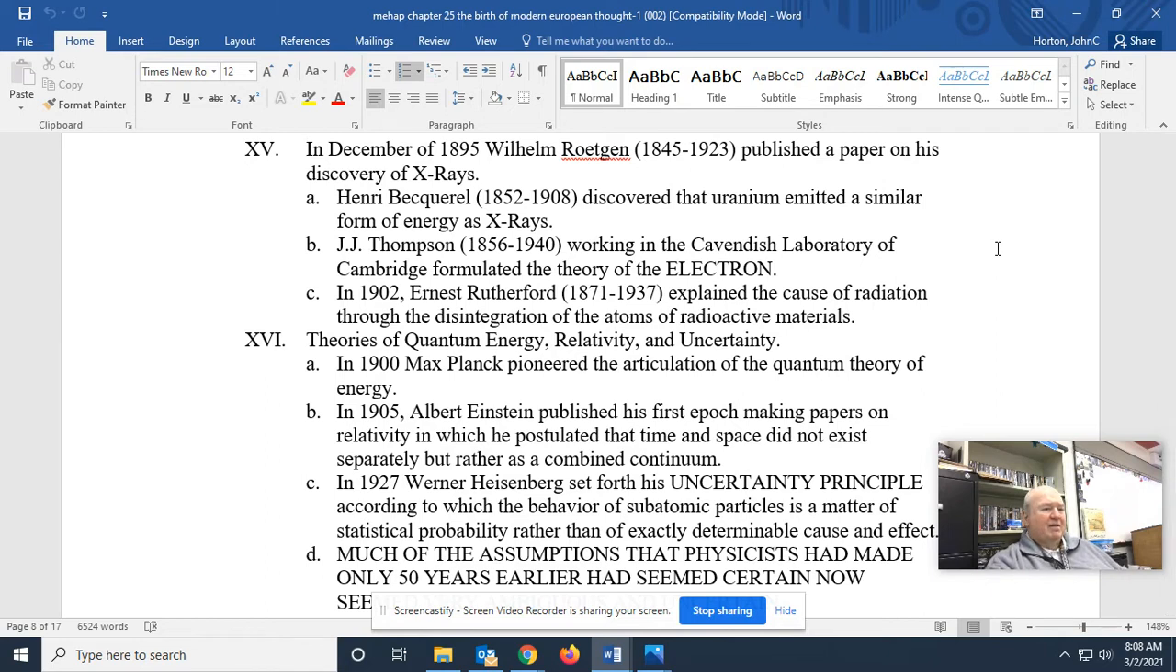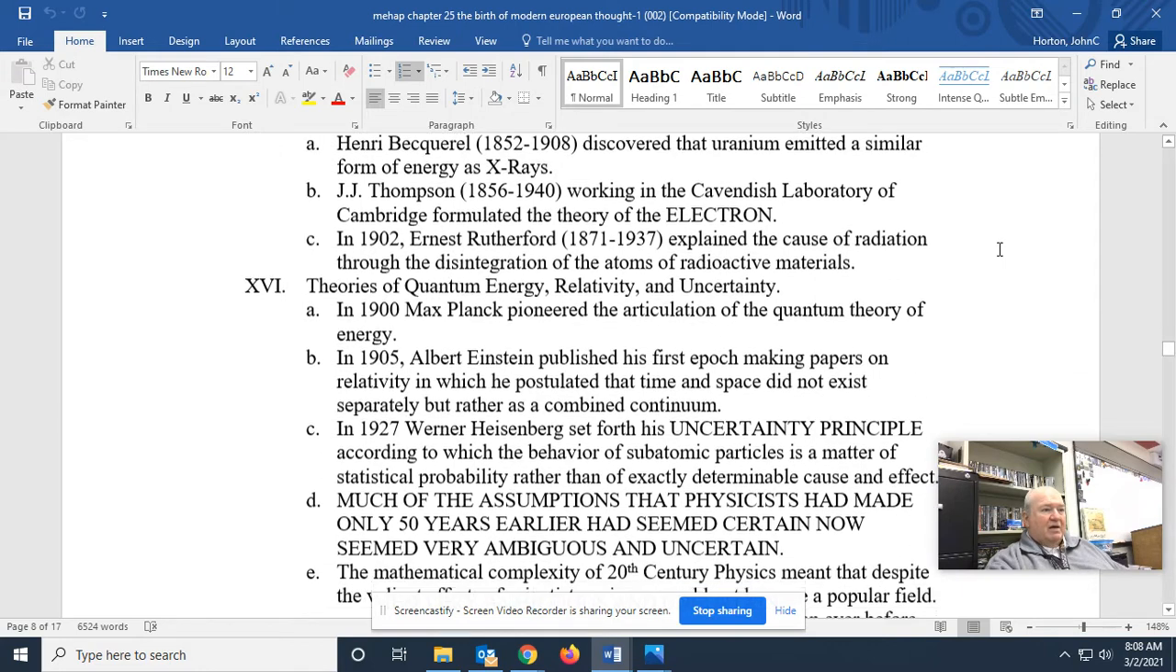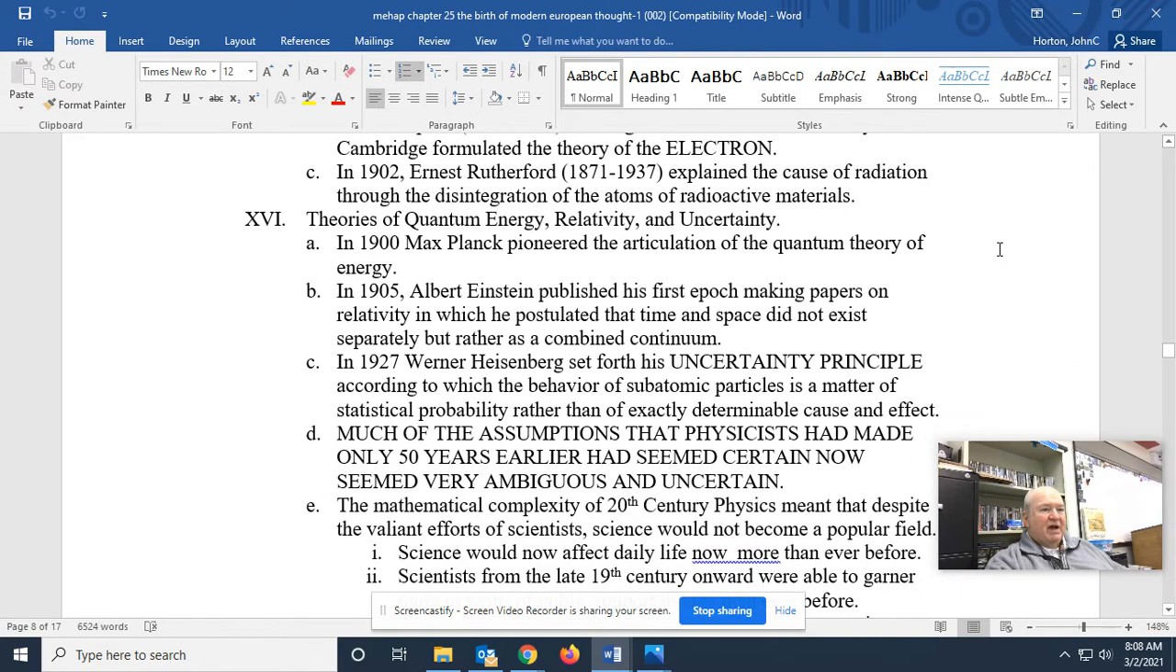And once again, they did this entirely without pictures, without microscopes or any devices like that. Much of it was done with them sitting down, doing research, making hypotheses, and then going from there. Quite incredible. Yes, theories of quantum energy, relativity, and uncertainty.